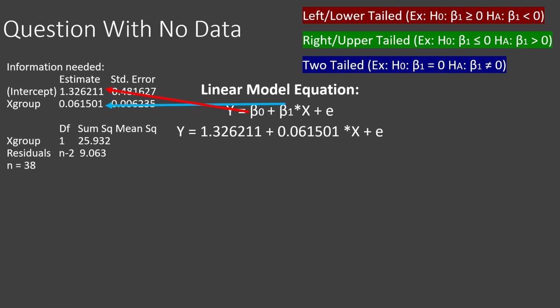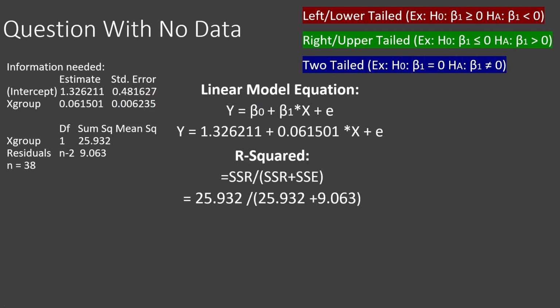And then if you're asked for your R squared, you basically have to use the SSR, which is the sum squared of the regression, so the X group, divided by the SSR again, plus the SSE, which is your sum squared of the residual error.